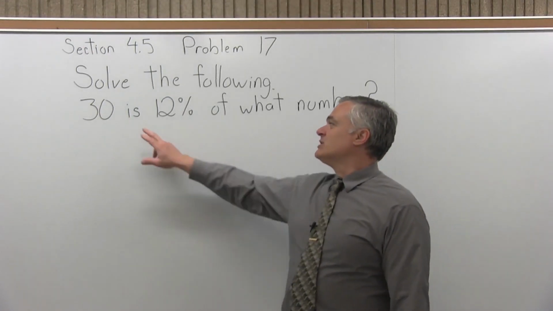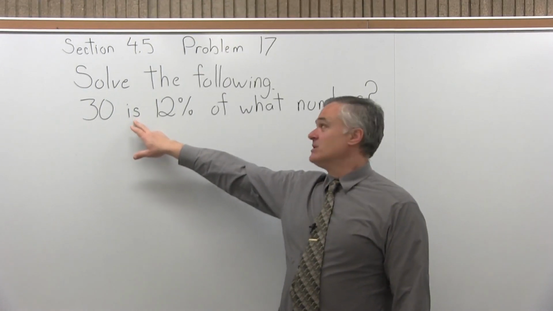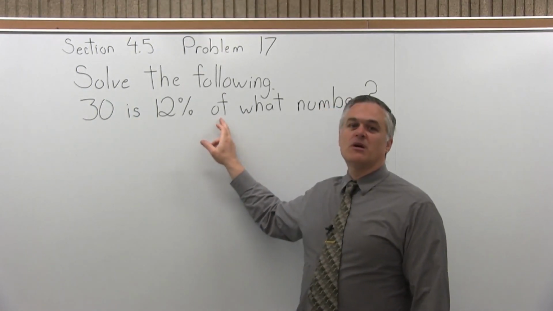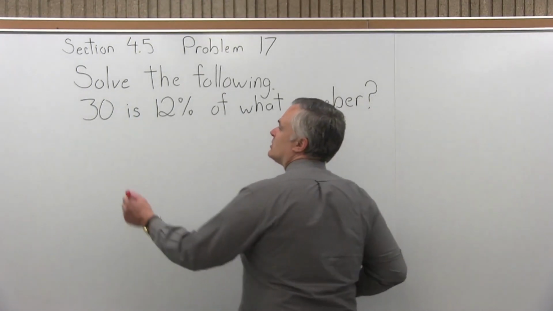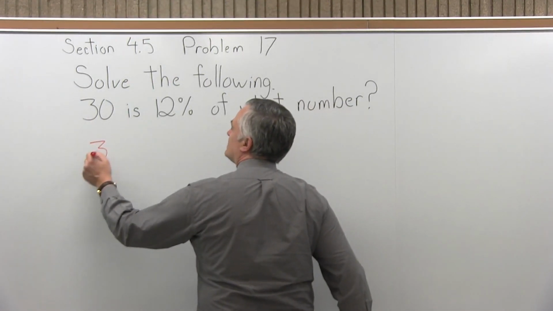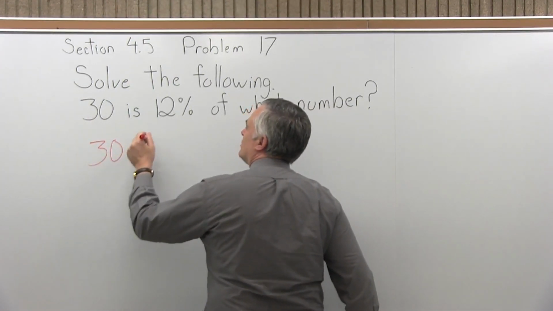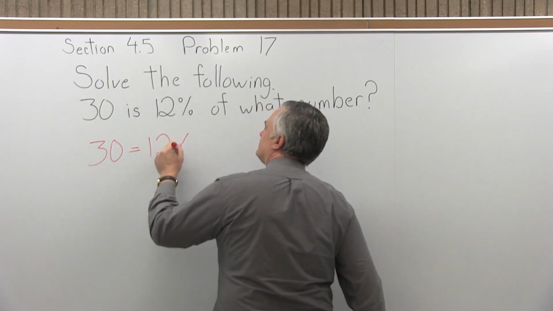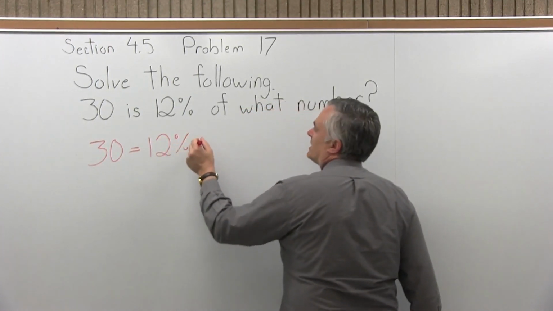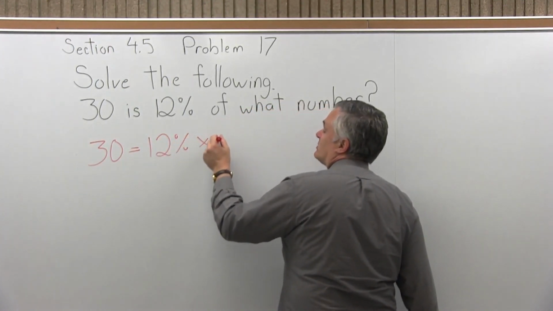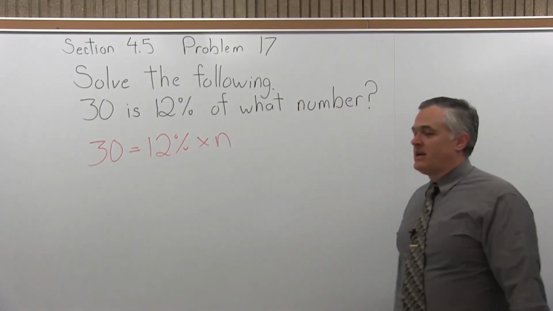To make it an equation, the "is" will become an equals and the "of" will become a multiply. So "30 is" becomes 30 equals 12% of becomes times. What number is unknown? So we just use n for number. And now we have an equation.